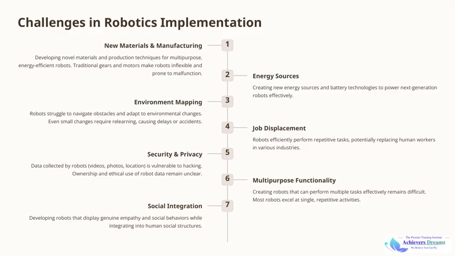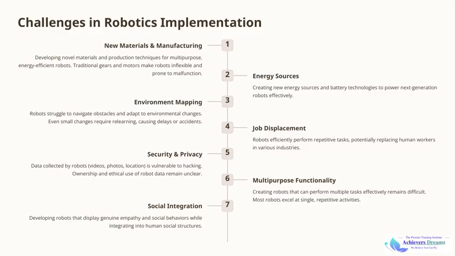Then there's the issue of job displacement. As robots become more capable of performing repetitive tasks efficiently, there's a real concern about replacing human workers across various industries. Balancing technological progress with societal impact is an ongoing challenge. Security and privacy are also critical. The data collected by robots, videos, photos, location information, is vulnerable to hacking. Plus, questions around ownership and ethical use of this data remain largely unresolved.